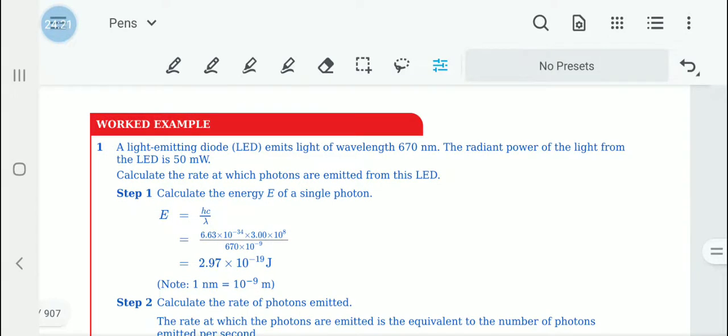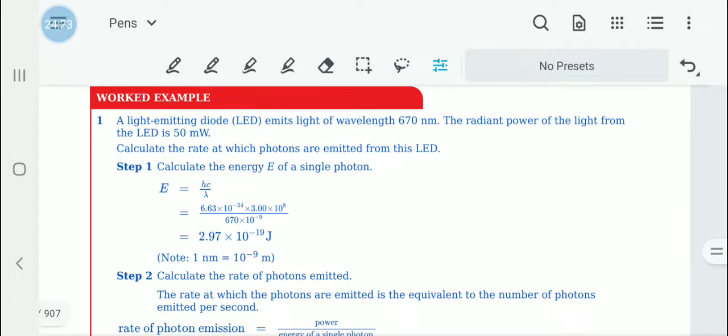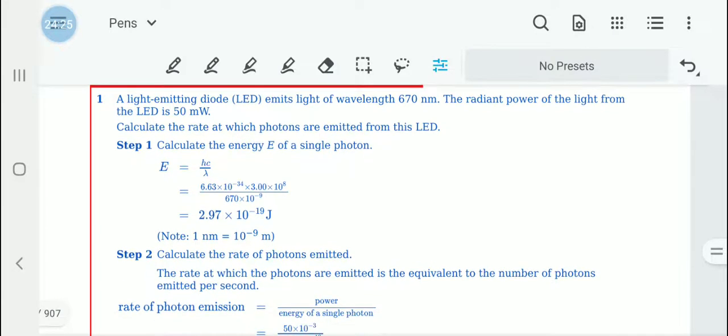So they say a light emitting diode emits light of wavelength 670 nanometers. The radiant power of the light from the LED is 50 millivolts. Calculate the rate at which photons are emitted from this LED. So what we need to do is find out how much energy is given out by a single photon. So energy is hc upon lambda. So all the details are here.